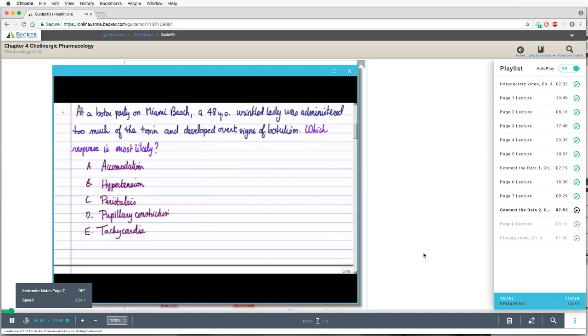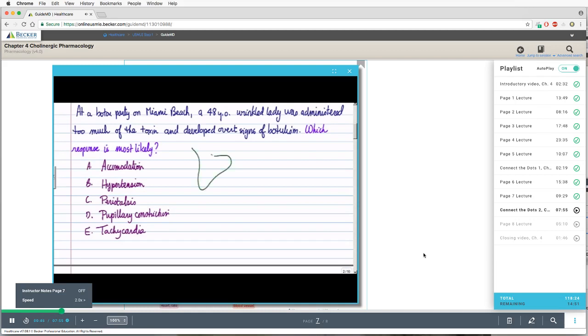At a Botox party on Miami Beach, a 48-year-old wrinkled lady was administered too much of a toxin and developed other signs of botulism. Which response is most likely? Would it be accommodation, hypertension, peristalsis, pupillary constriction, or tachycardia that would be expected in someone with too much botulinum toxin? Press the pause button. I'll meet you in a few seconds.